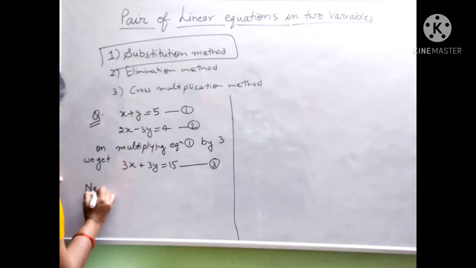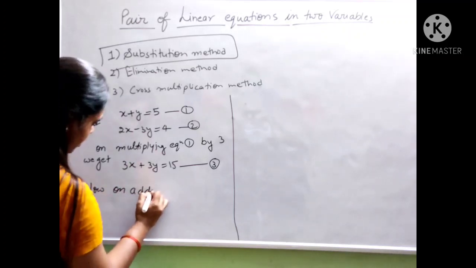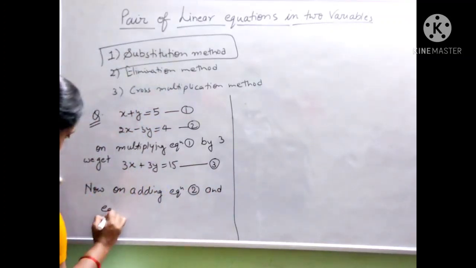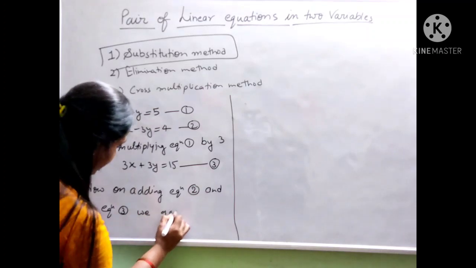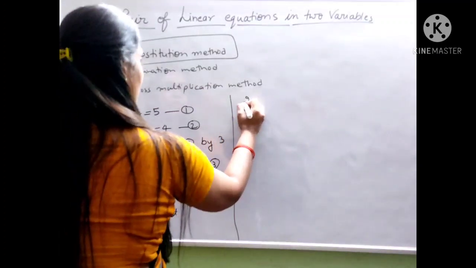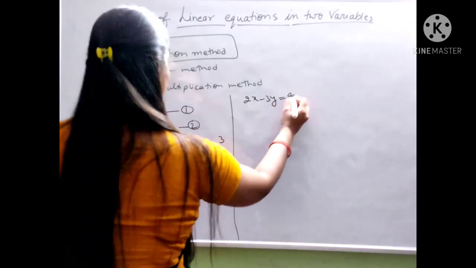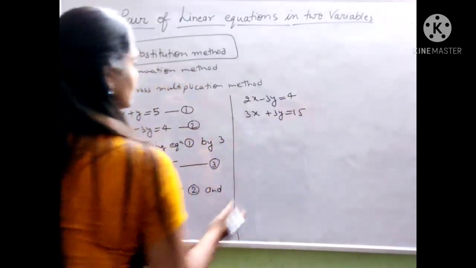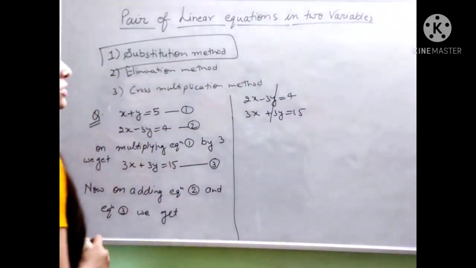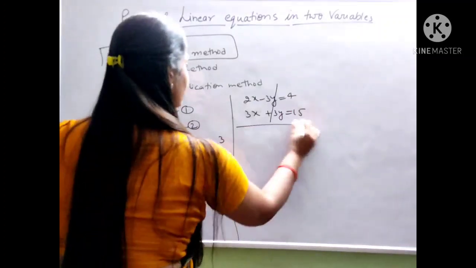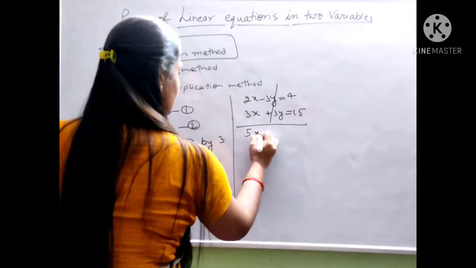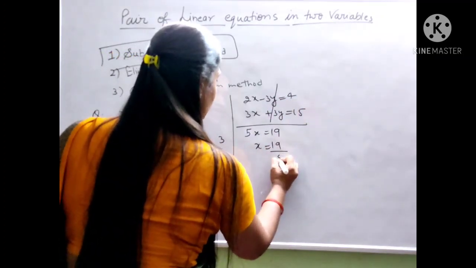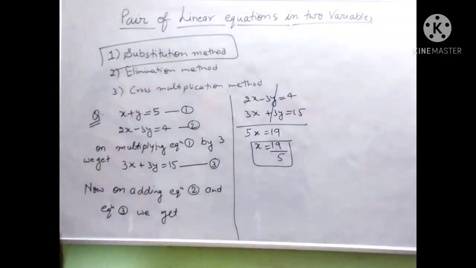Now on adding equation 2 and equation 3, we get 2x minus 3y is equal to 4 and 3x plus 3y is equal to 15. So on adding, y has been cancelled and 3 plus 2 will become 5x and 15 plus 4 is 19, and the value of x is equal to 19 upon 5.